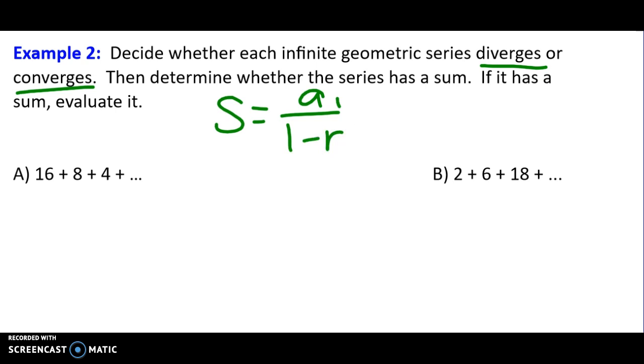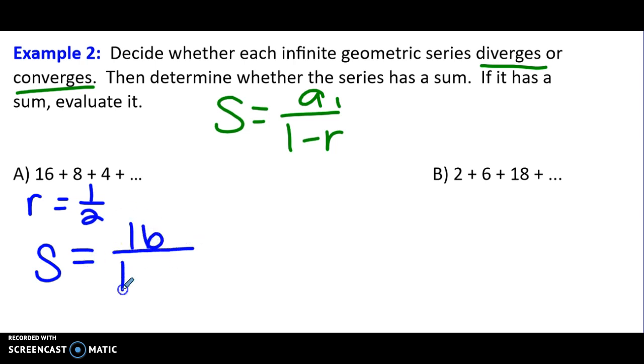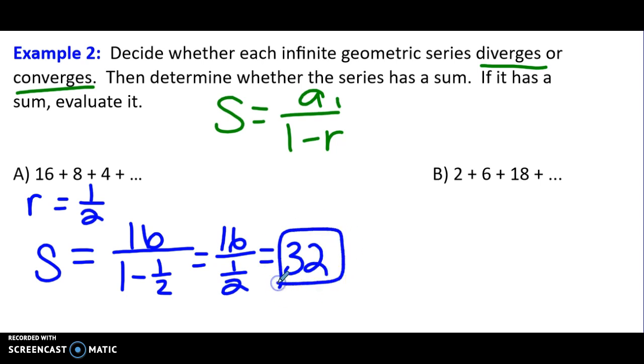So we first look at the ratio here. It looks like in this case we have a ratio of 1/2. So going from 16 to 8 to 4, we're multiplying by 1/2. So our sum is going to be equal to the first term, which we are given as 16, over 1 minus the r, which is 1/2. So this is 16 divided by 1/2, which is equal to 32.